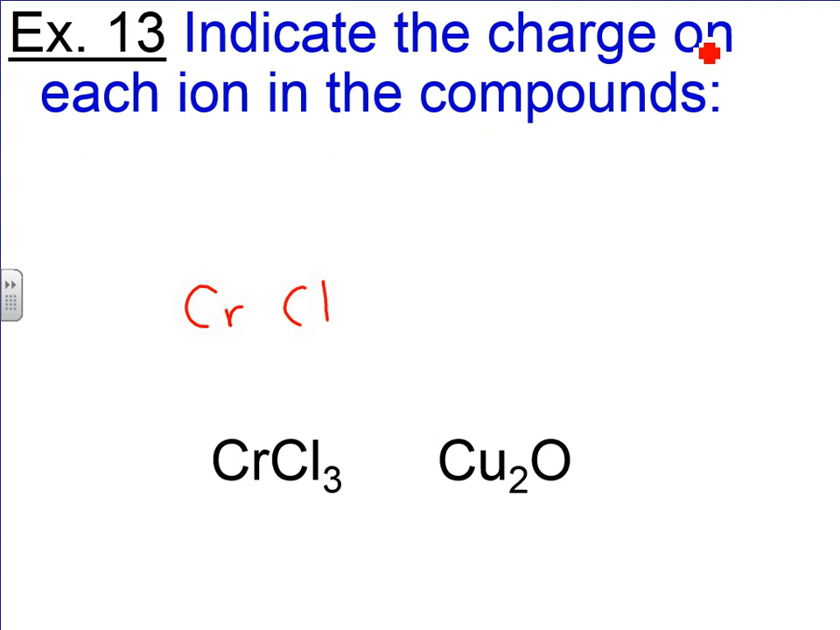Now I know that the charge on chlorine is -1. That's given from the periodic table. But the chromium I don't know, because chromium comes from the D block. We said D block elements have more than one type of charge. So I'm about to show you how to find out what the charge is from the D block.